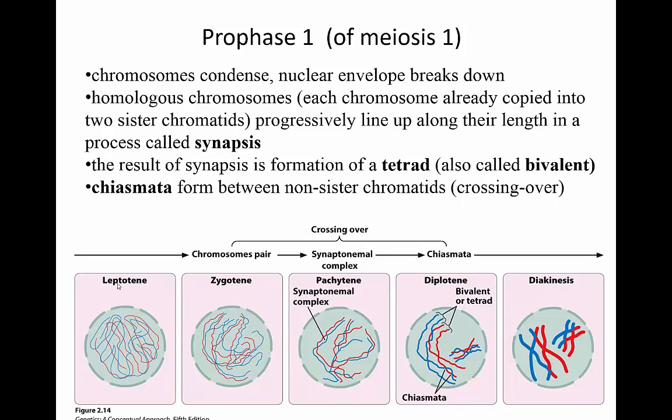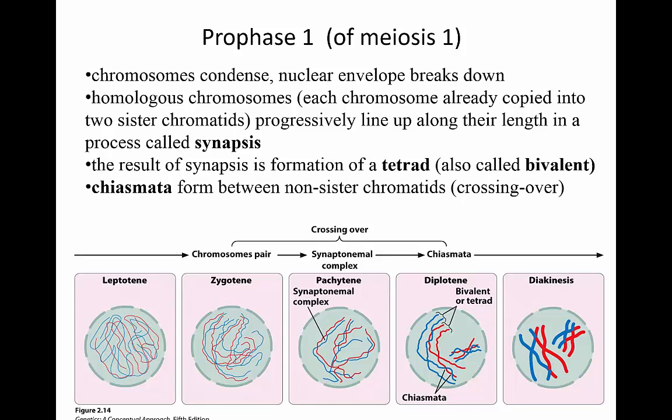So the nuclear envelope breaks down, the chromosomes condense, and this is the point where the homologous chromosomes are going to line up with each other. Again, remember that S phase has already occurred, so those chromosomes are present as pairs of sisters. Those homologous chromosomes will progressively line up along their length, and the process of these homologous chromosomes lining up is called synapsis. Once synapsis is complete, you have something called a tetrad.